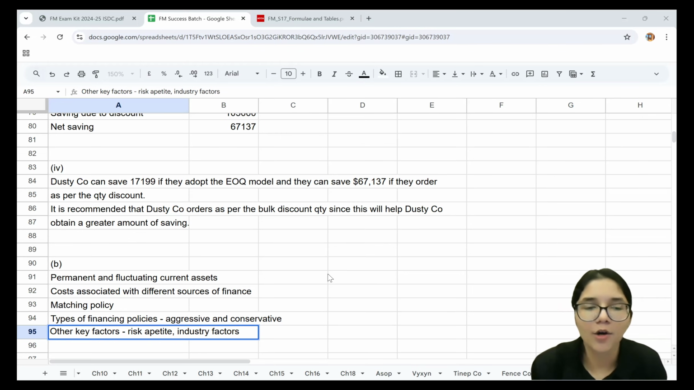So this is how we can frame our answer for the part B. If you have any queries, you people can let me know. Otherwise, this is where we will stop for today.